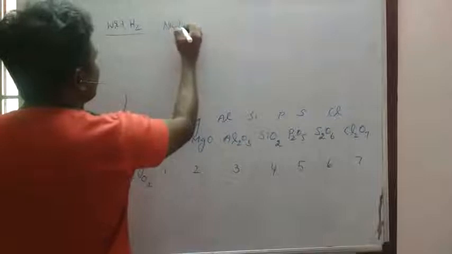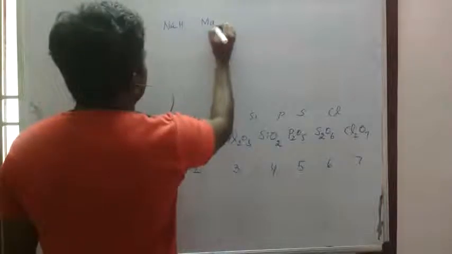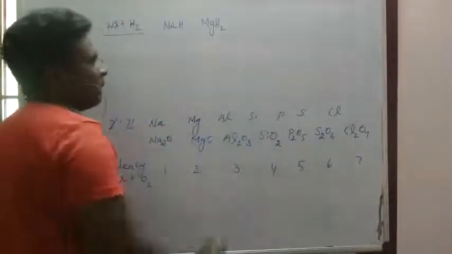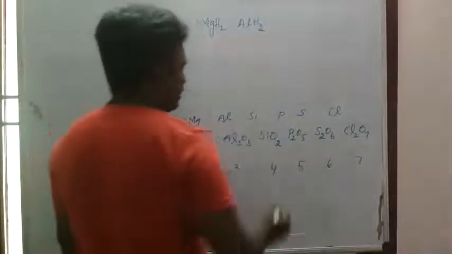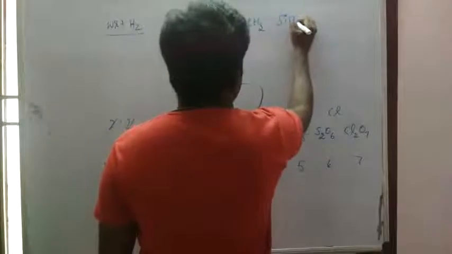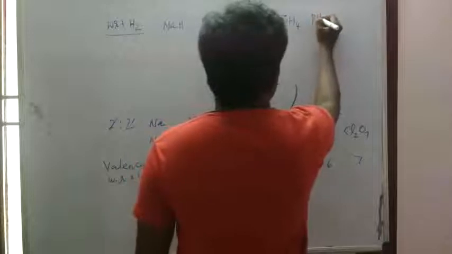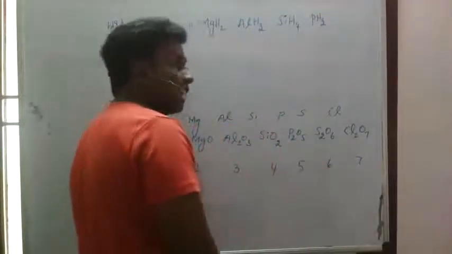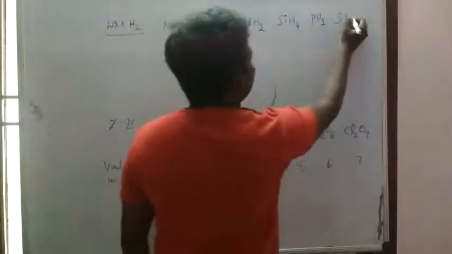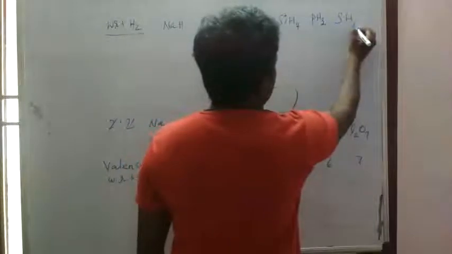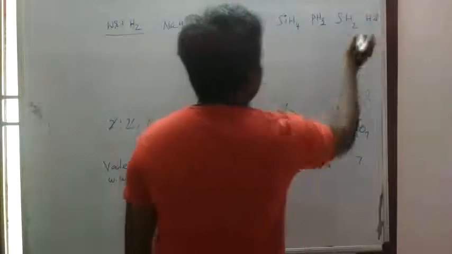Sodium hydride, NaH. Then magnesium hydride, MgH2. Aluminium hydride, AlH3. Then silicon, SiH4. Then phosphorus. Here it will change to PH3, not PH5, guys. It is PH3. Then sulfur will come, SH2, not 6. Then chlorine, HCl.